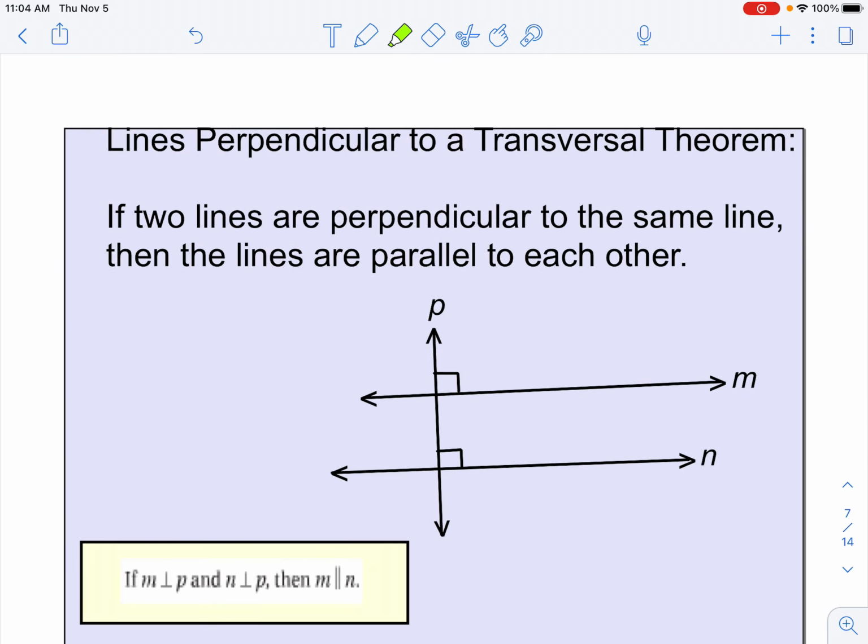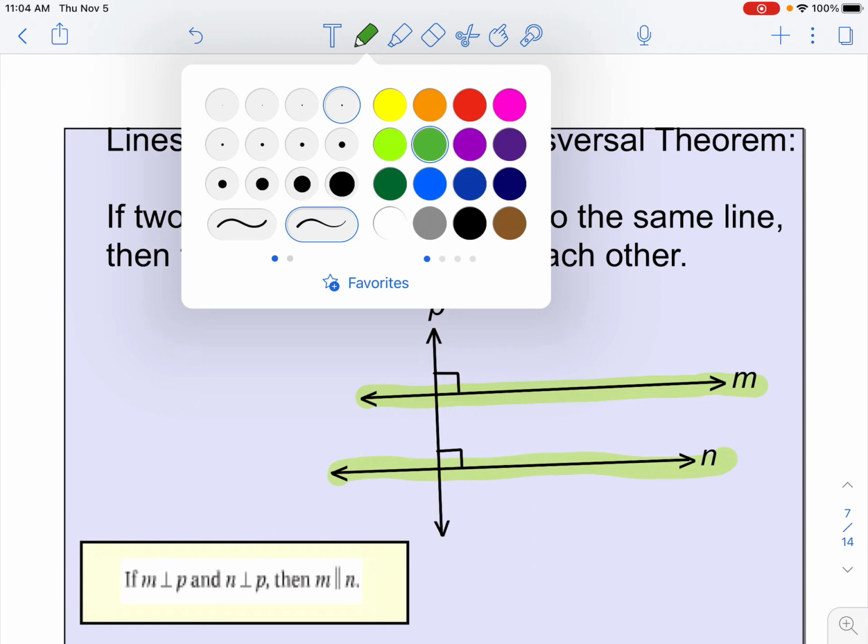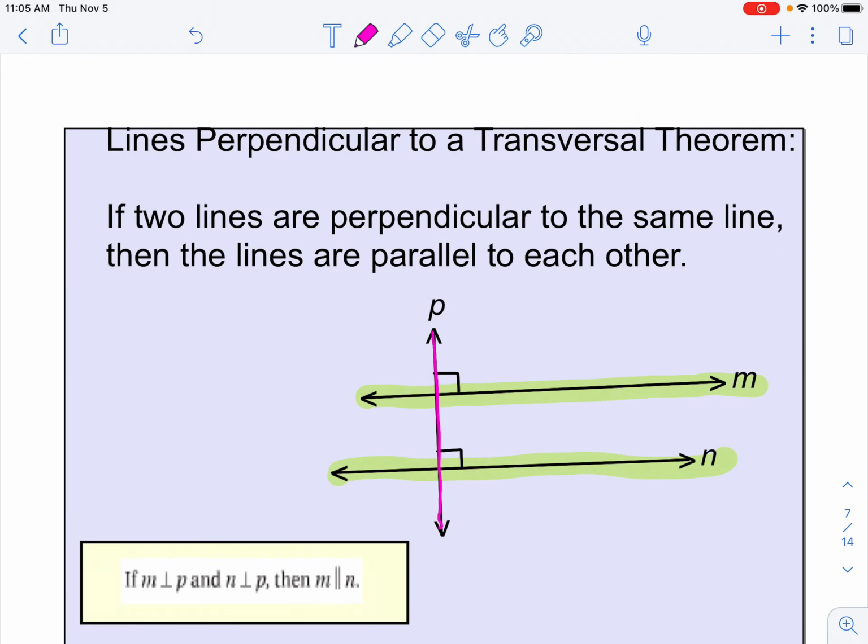The lines perpendicular to a transversal theorem says if two lines are perpendicular to the same line, then they are parallel to each other. So our two lines that we have here are M and N, and we can see here that P is perpendicular to M, and it is perpendicular to N. Because of that, again, this is the converse of the corresponding angles theorem, which says if you can show that corresponding angles are congruent, then we know the lines are parallel.